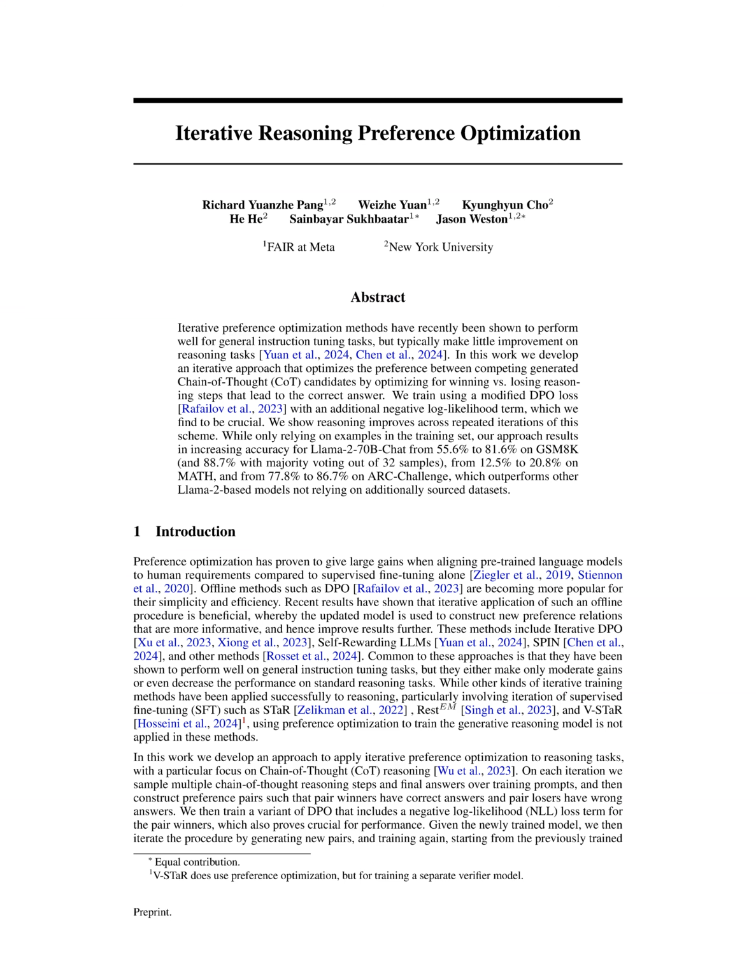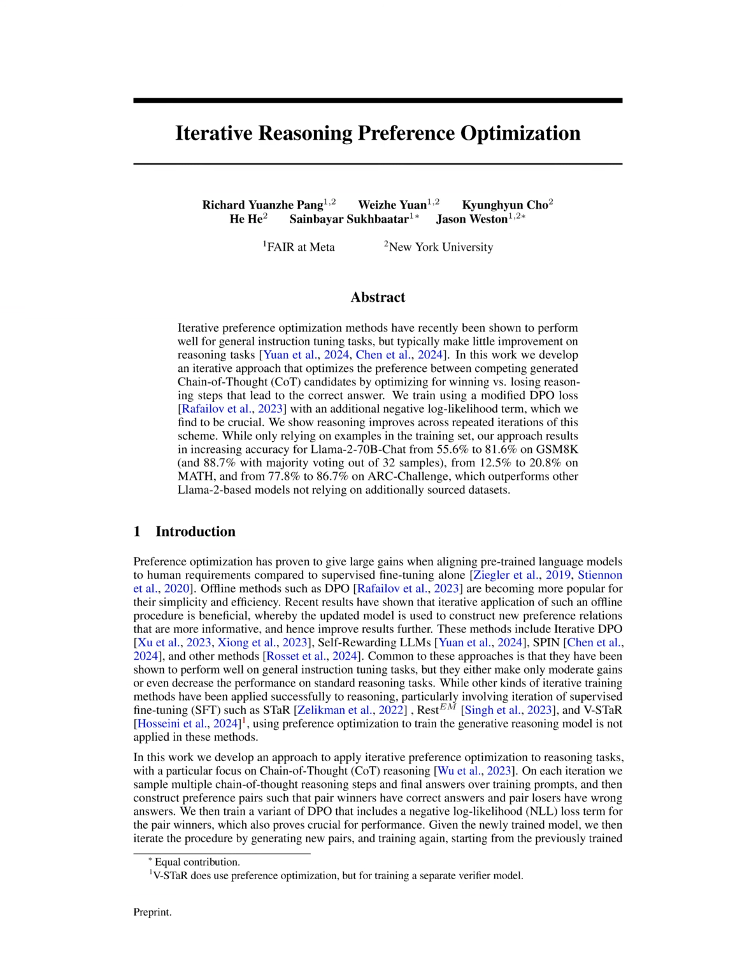The paper introduces an approach called Iterative Reasoning Preference Optimization, Iterative RPO, that utilizes iterative preference optimization to enhance the performance of language models on reasoning tasks. The method focuses on generating multiple chain of thought reasoning steps and final answers for training prompts, constructing preference pairs where winners have correct answers and losers have wrong answers, and then training a variant of DPO that includes a negative log likelihood, NLL, loss term for the pair winners.